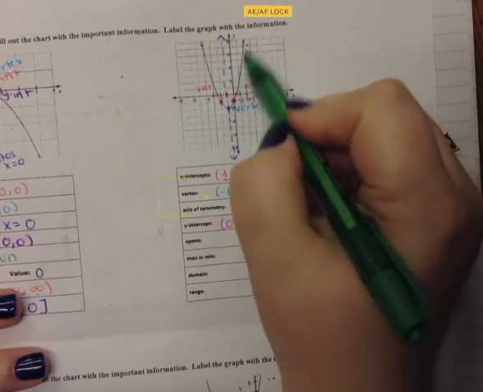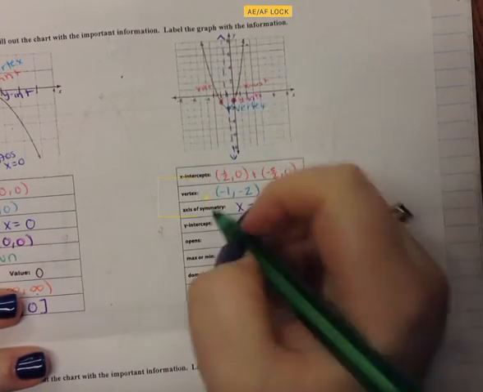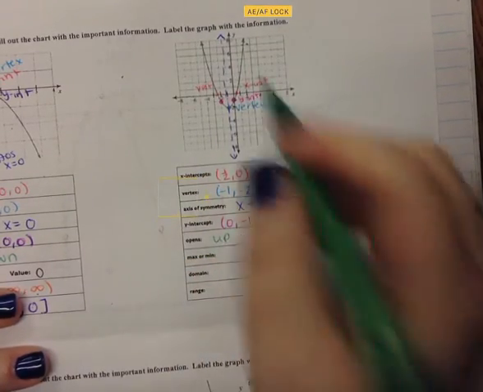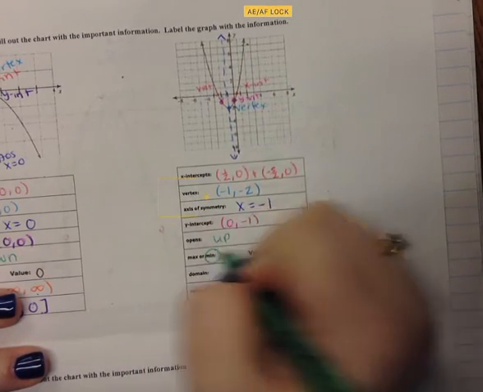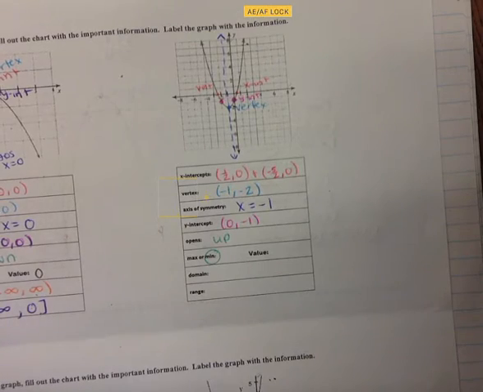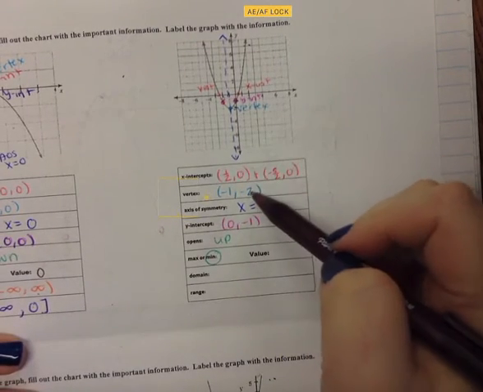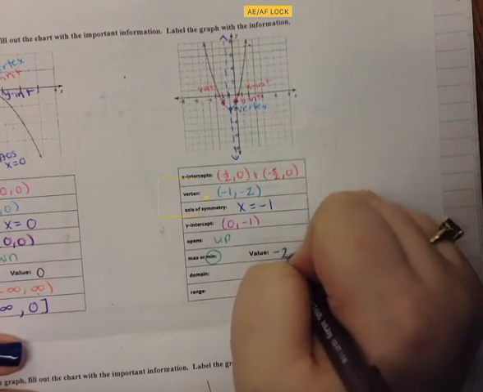This graph, the arrows are pointing up, so it's opening up. That means that we have a low value down here. It means it's a minimum. The value of that is, again, from the y value of your vertex, so the value is that -2.